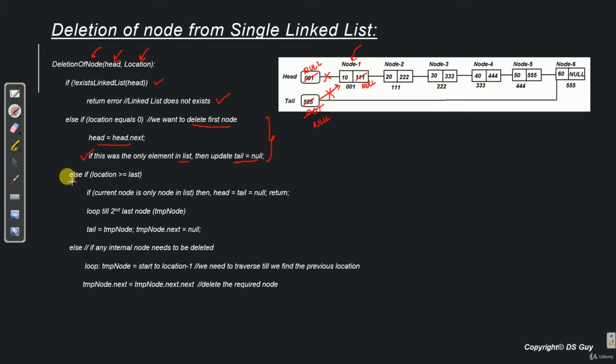Now let's say the location that the user has given is greater than or equal to last. That means we want to delete the last element. Now you might be wondering why we have taken greater than or equal to. We should have ideally taken location equal to last. Greater than we have taken just for extra convenience, so that in case the user gives a location which is bigger than the size of the list, we will still assume that the user wants to delete the last location.